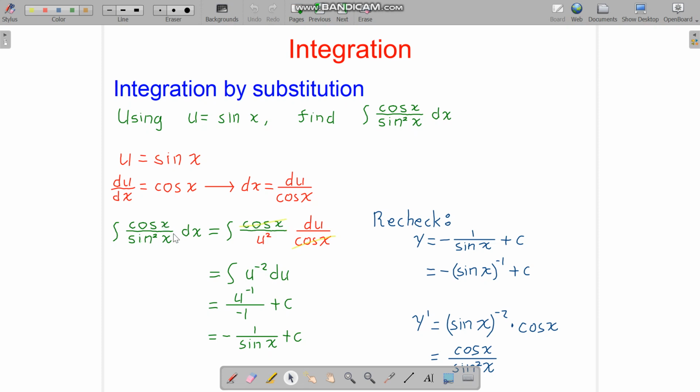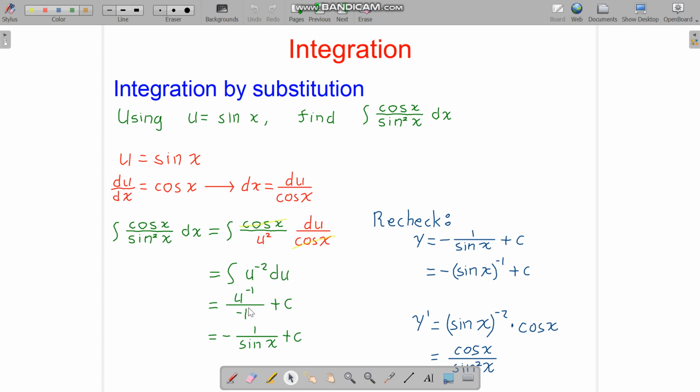We substitute the sine with u, so sine squared is u squared. The dx is du over cos x. We substitute, but as you can see, cos x divided by cos x, they cancel out. So now we have an integral only in u. So if the integral is only in u with respect to u, we can just integrate.